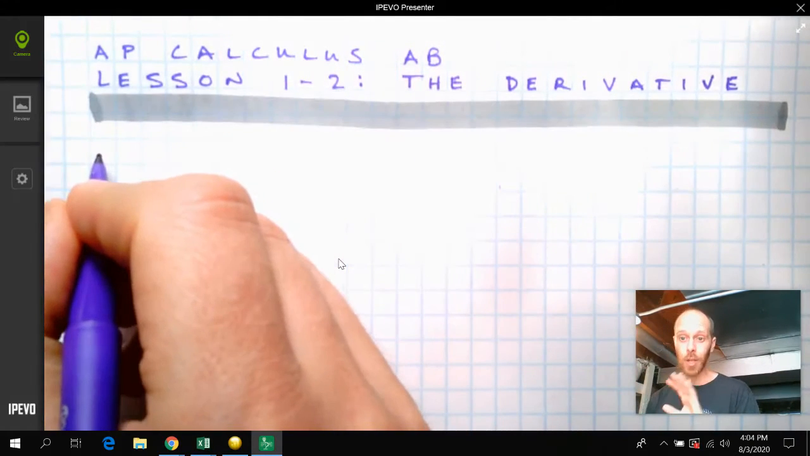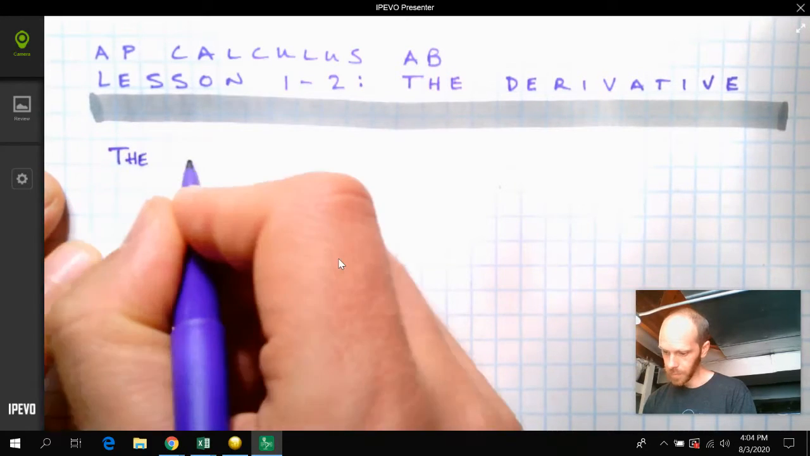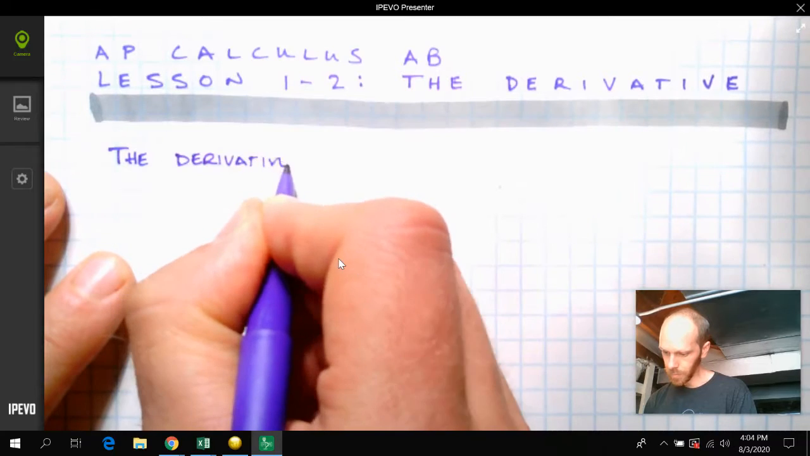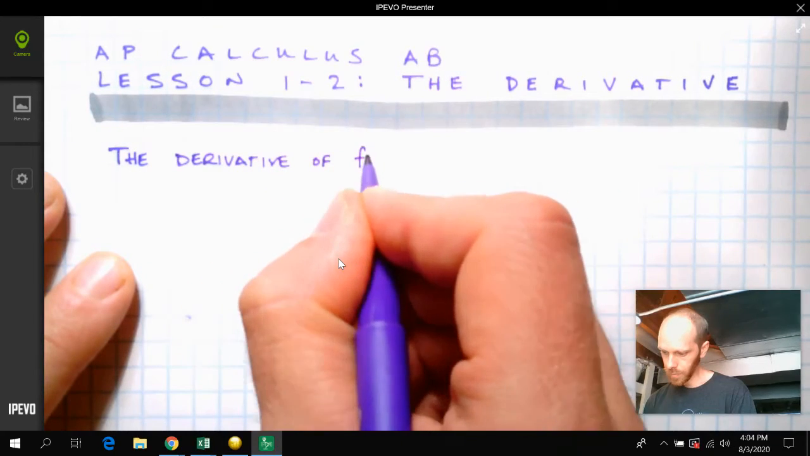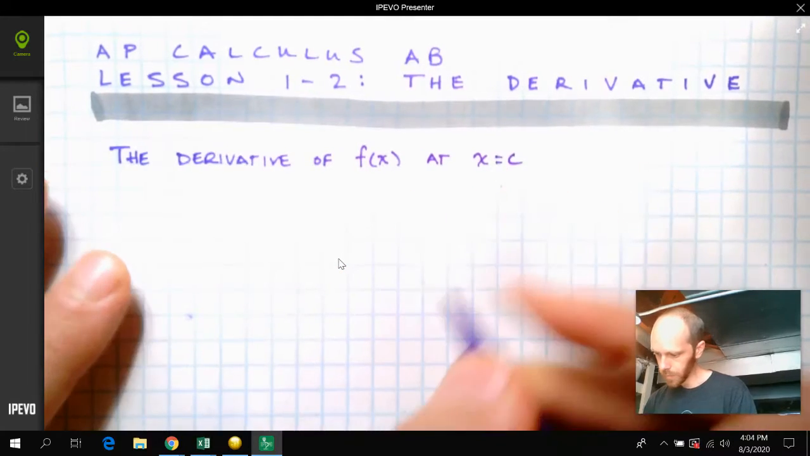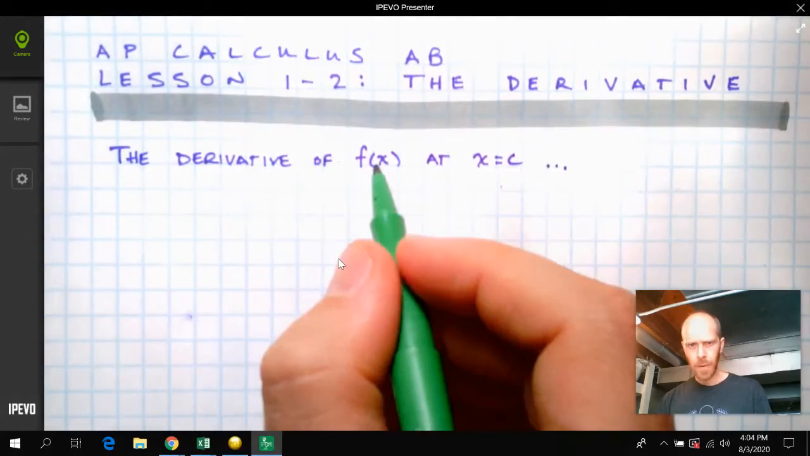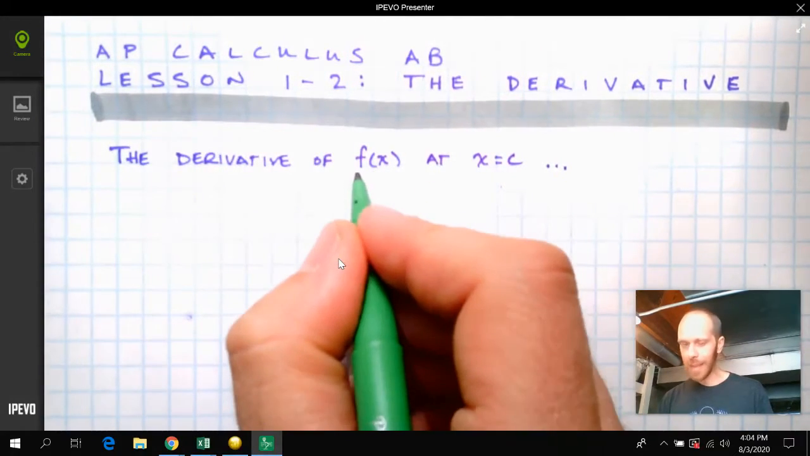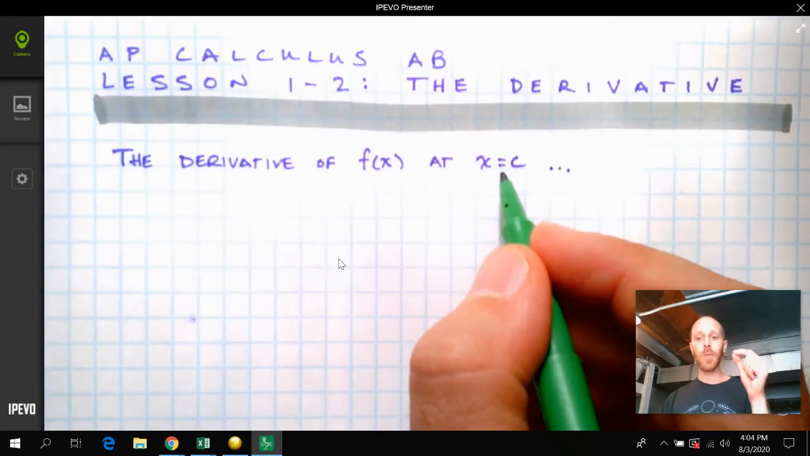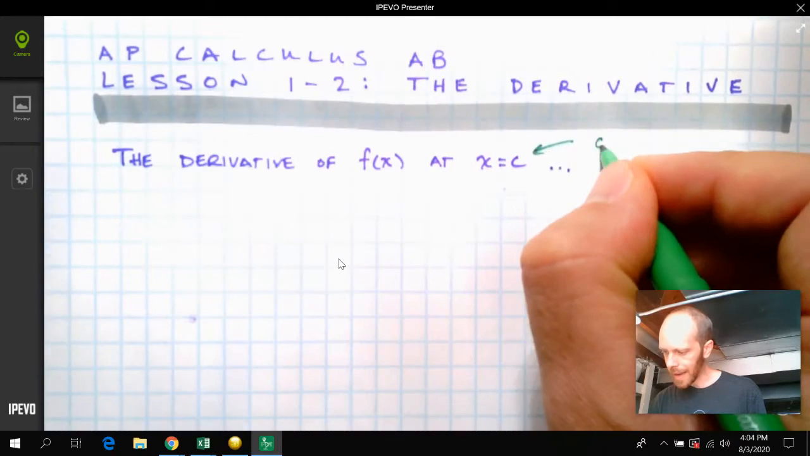I'm going to give you a definition. You want to know this one. Okay, so first thing, when I write f of x, you want to think a function, and when I write x equals c, this refers to at some point. C is for constant.